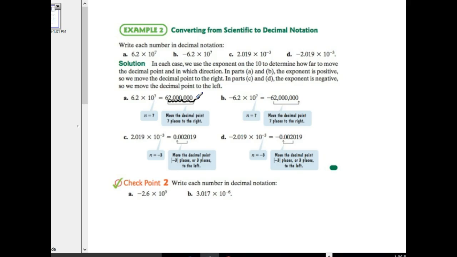Looking at B, the only difference between that is this negative out front. Other than that, you're still going to move the decimal 7 places because of that 7 up there. Let me erase that so you can see it a little bit better. So the number stays the same. The only thing that is different is that negative there goes on right here.